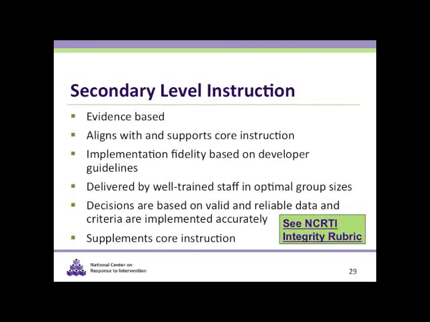Secondary level interventions are led by well-trained staff, and the group size is optimal for the age and the needs of the students. Decisions about responsiveness to intervention are based on reliable and valid progress monitoring data that reflect the slope of improvement or the final status at the end of the secondary level prevention. Decision-making criteria are implemented accurately. Secondary level interventions supplement core instruction. More information, again, on this can be found in the Center's Integrity rubric.